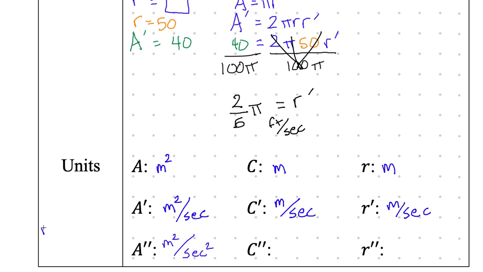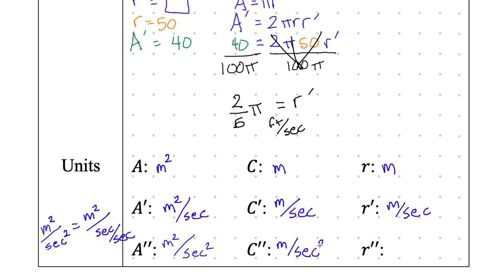Okay. And I will write this note because sometimes I will randomly do this, and I want to make sure that everyone knows. Meters squared per second squared is the same thing as meters squared per second per second. All right, what about circumference, the double prime? Meters per second squared.